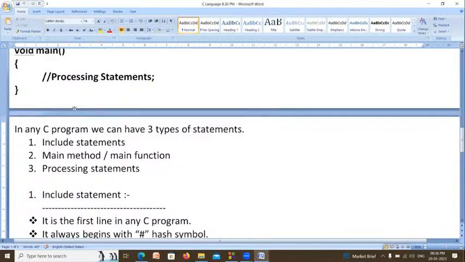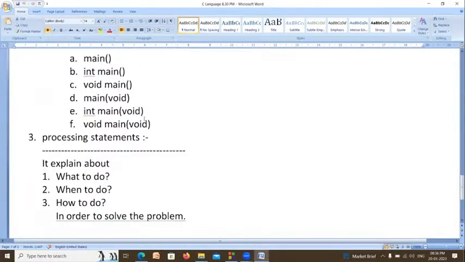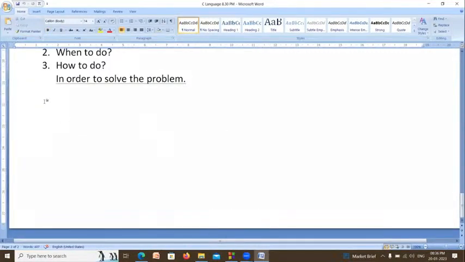Now, in the last day, I explained to you how to write the sample C program. Am I right? Hash include stdio.h. After that, we have to write the main method. Within that, we need to write the code. Code is nothing but processing statements. Today I will explain what data types are available in C language.